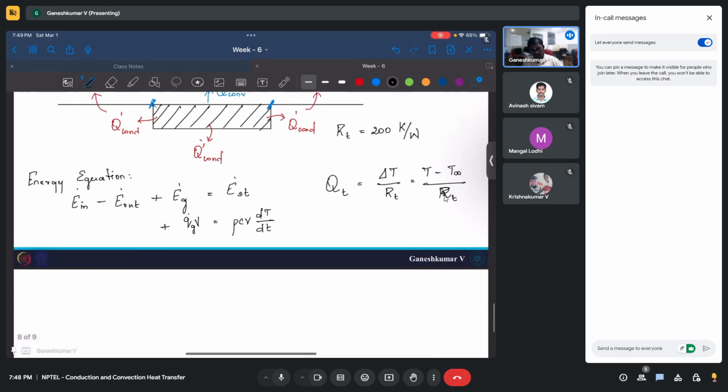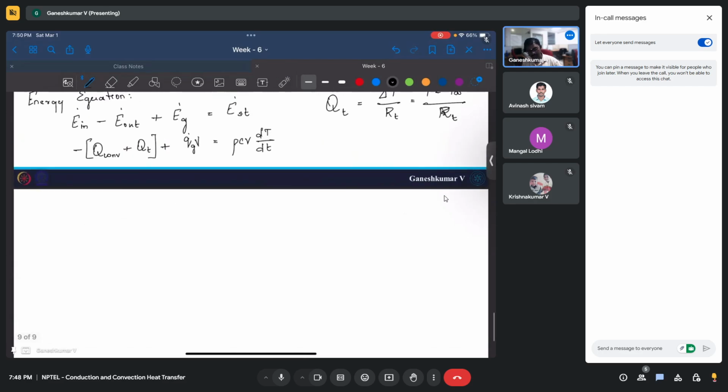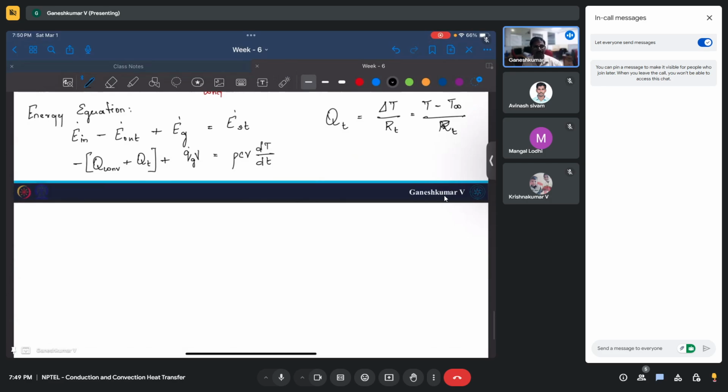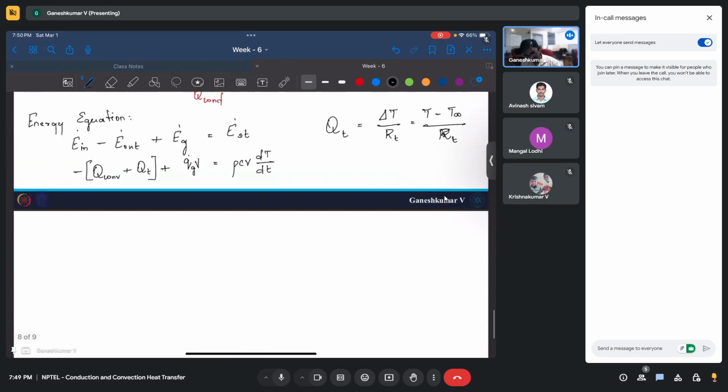Okay. So in addition to Q convection, you also have this QT. Let me write it down. Q convection plus QT, these both are E dot out. So this is going to take away the heat or energy from your system. So that is the only difference here. I hope it's clear to everyone.